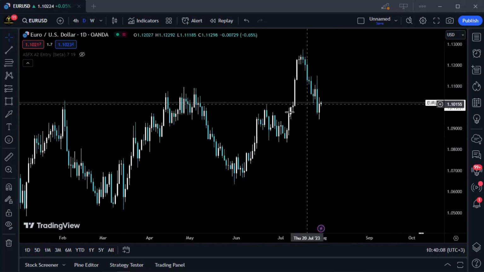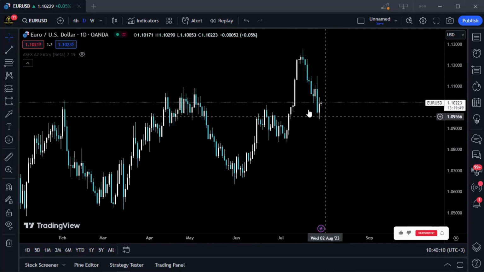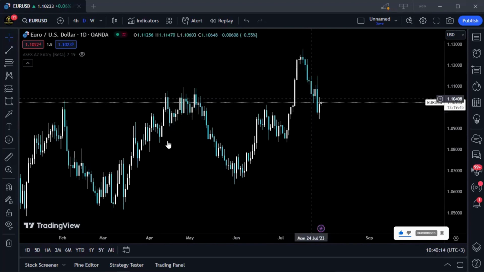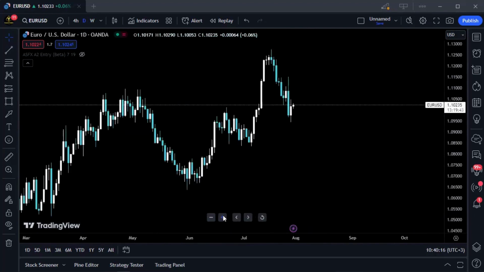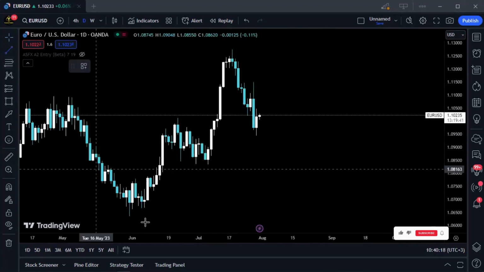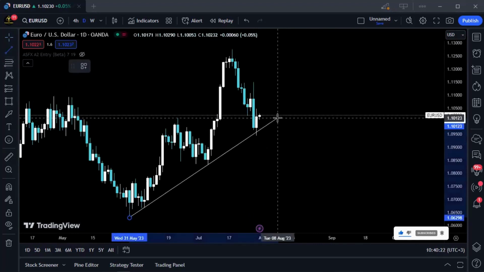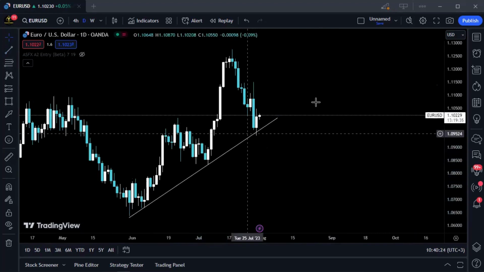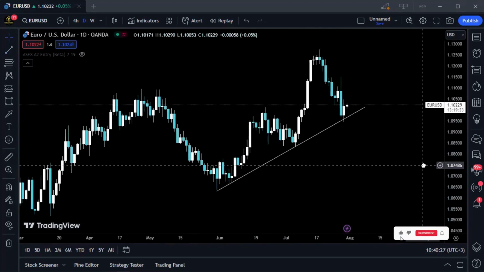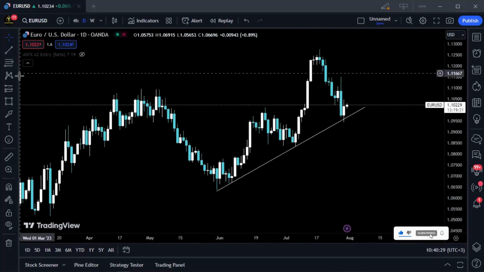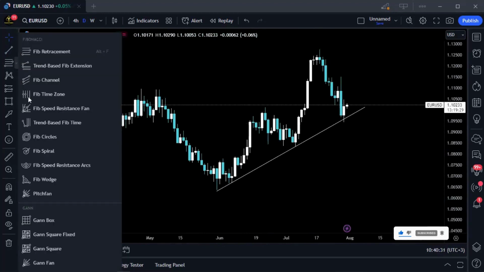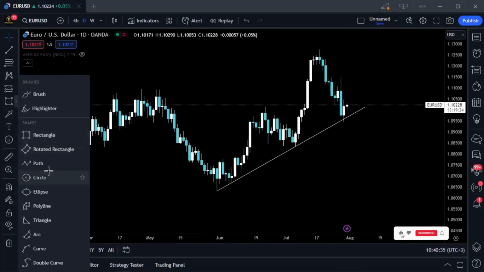If we look at it from a daily perspective, we can see prices have already started taking things in hand and going higher. If we draw an ascending trend line like that, we can see that prices are still in an uptrend. So for me to take a sell on Euro USD, I'll have to wait to see prices actually break. Oh, excuse me.